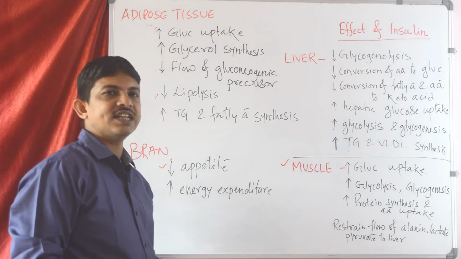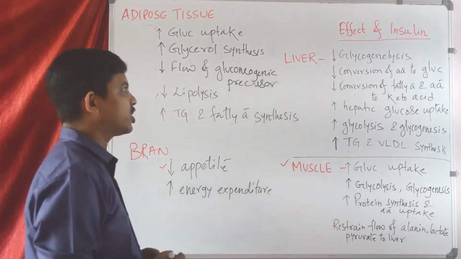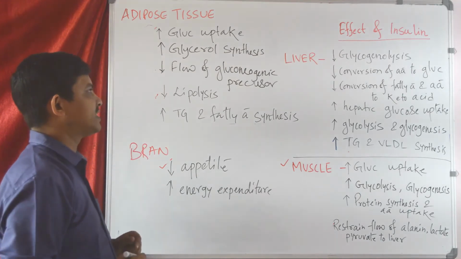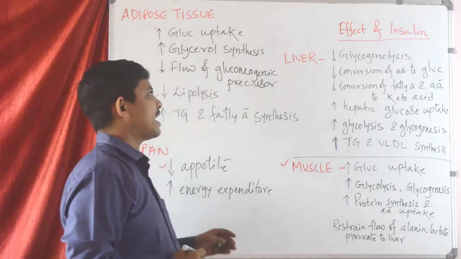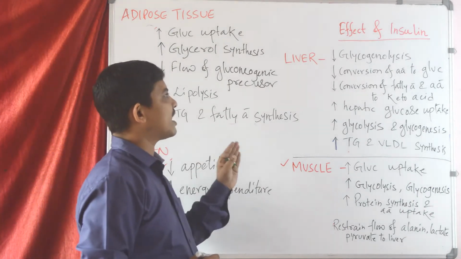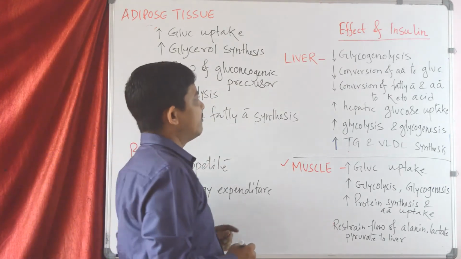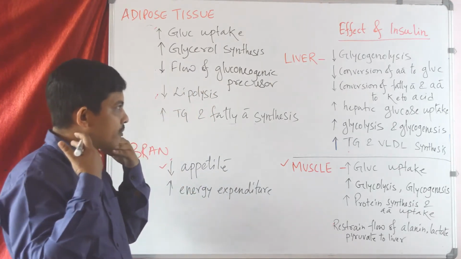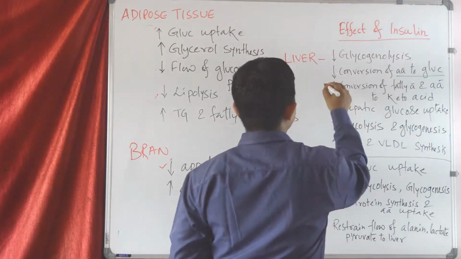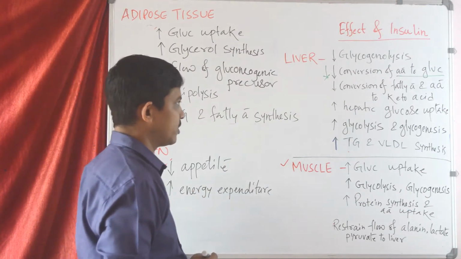Now we are going to discuss the various effects of insulin. If you look at the various effects of insulin in the liver, it is responsible for the decrease of glycogenolysis. Clear? Similarly, in the liver it will reduce the conversion of amino acid to glucose. So it is responsible for the decrease of that conversion.